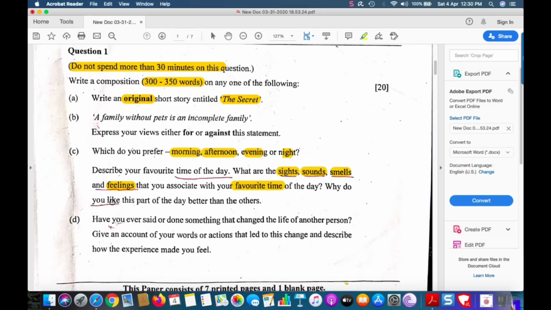Now, why do you like this part better than the others? Here, in this part, you will have to compare. Say, for example, you have chosen evening. Why is evening better than morning, afternoon, or night? Now, this question, if you see, has one, two, three, four parts. So, all these four parts will have marks. So, if you miss any of the parts, you are obviously going to lose marks.